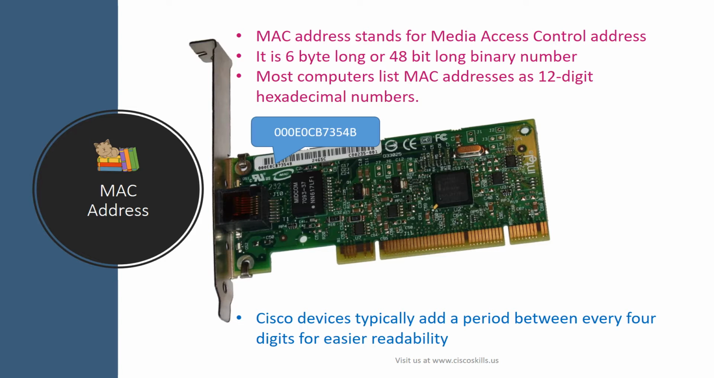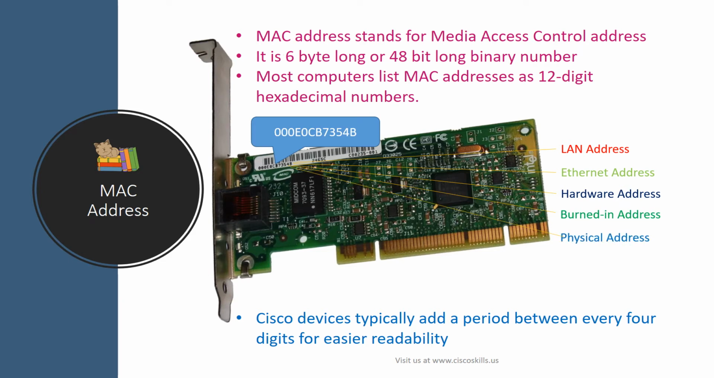MAC address has many different names, like LAN address, Ethernet address, hardware address, burn-in address, physical address, and universal address. Cisco devices typically add a period between every 4 digits for easier readability. So this MAC address will be written like this in a Cisco device.